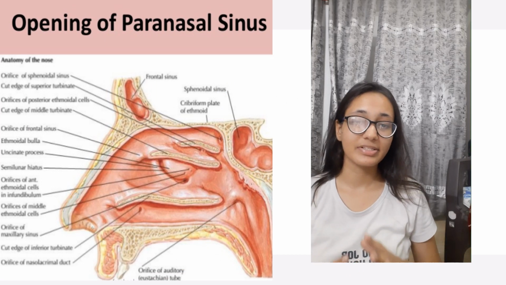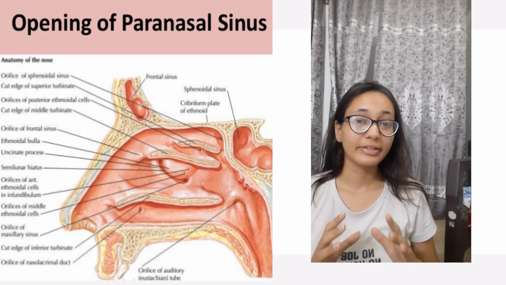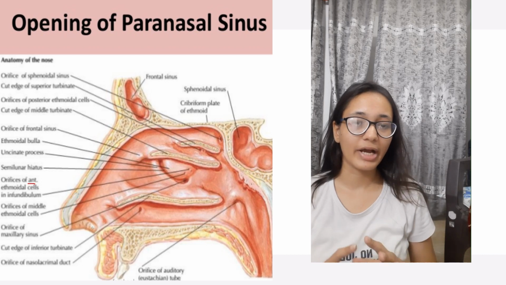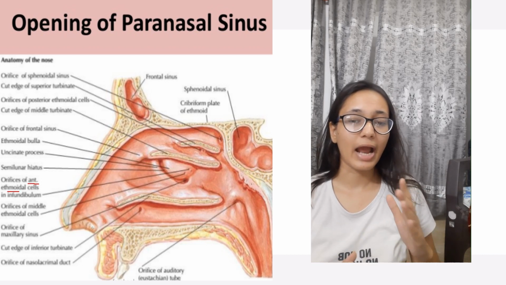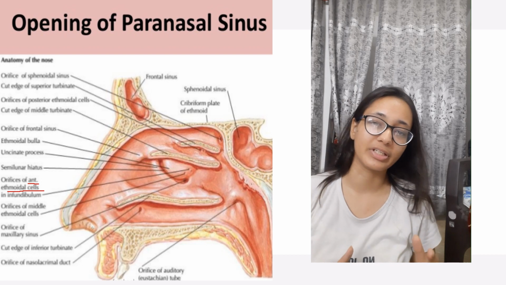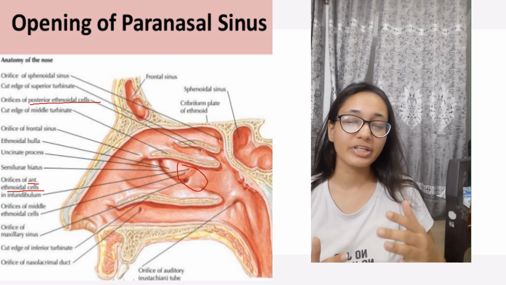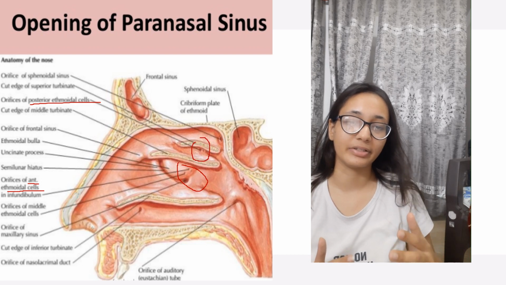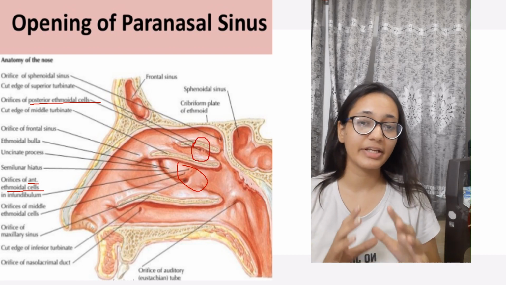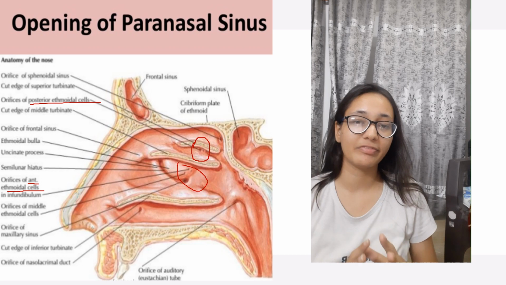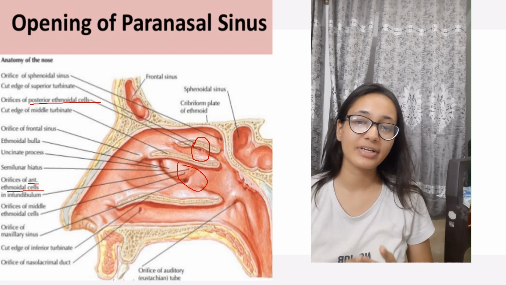Ethmoidal sinuses are present since birth. The ethmoidal sinuses are present near your eyes, so they are divided into an anterior segment as well as a posterior. The anterior one opens into the middle meatal area and the posterior one opens into the superior meatal area. And the ethmoidal sinuses are most commonly affected in children as well as adults.